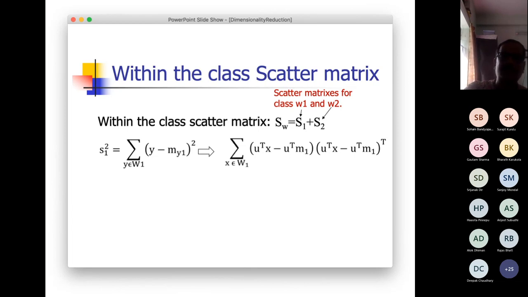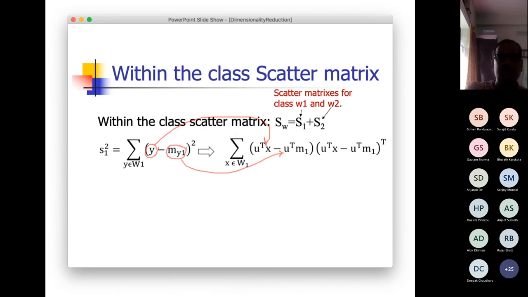So you can write it in this form for each data point. You can see y, which is the projected data point, so I can write it as x transpose u or u transpose x. It doesn't matter. Similarly, my1 is the mean of the class w1, so that is also written in this form. I hope now it is clear. And you know that this quantity can be written in this form, right? So that is how you are writing it.